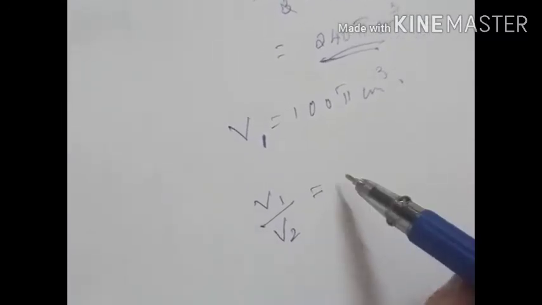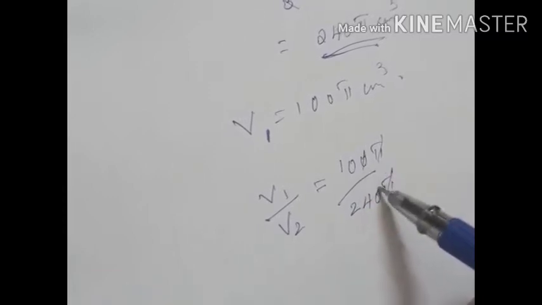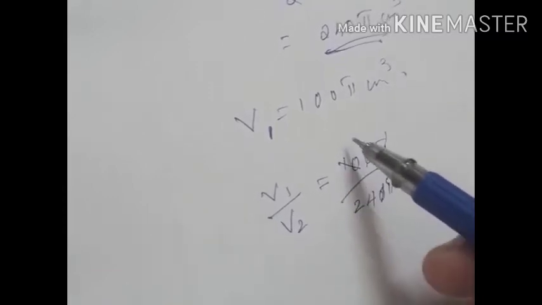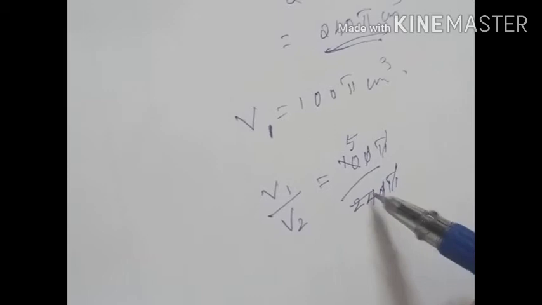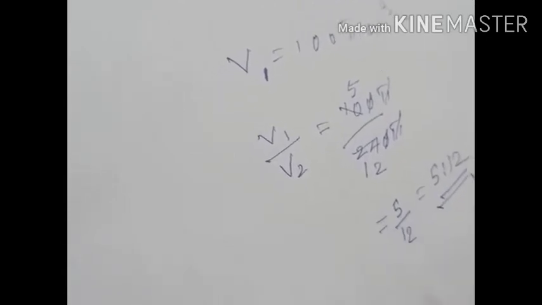Then here we have to find the ratio between V1 and V2. So that is equal 100 pi by 240 pi. Then we can cut the common factors. Then these two zeros we can cut. Then in 10, 5 2s are 10, 12 2s are 24. So the ratio is 5 by 12, that is equal 5 is to 12. So this is the ratio between the volume 1 and volume 2.